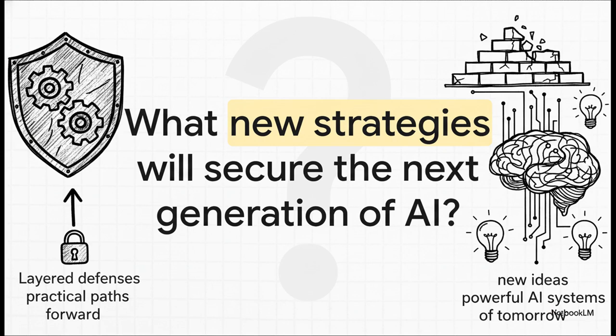And all of that leaves us with one last massive question to think about. This research shows us a real, practical path forward, but it also shows us just how hard this problem is. So if our best layered defenses today still give us these kinds of modest, incremental improvements, what completely new, out-of-the-box strategies are we going to have to invent to truly protect the incredibly powerful AI systems that are just around the corner?